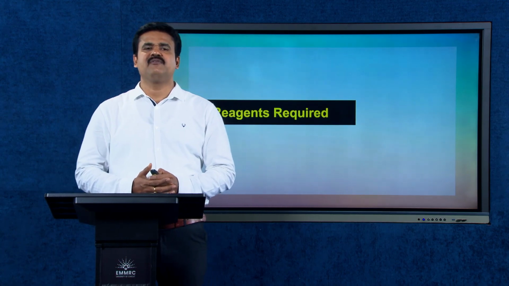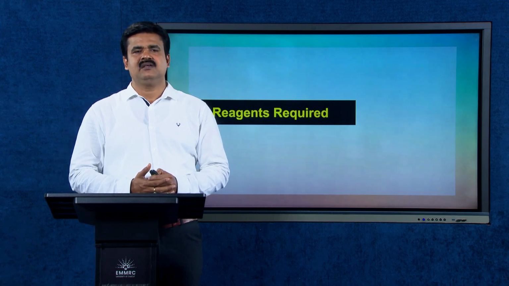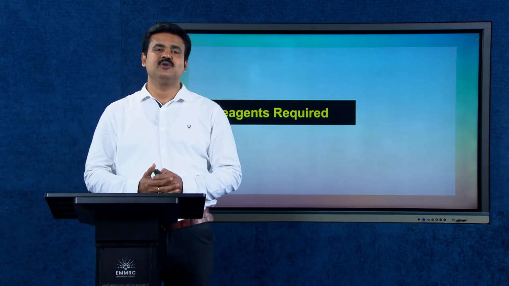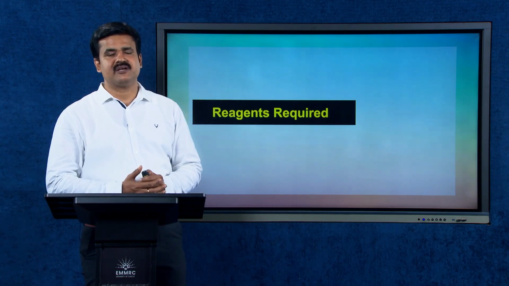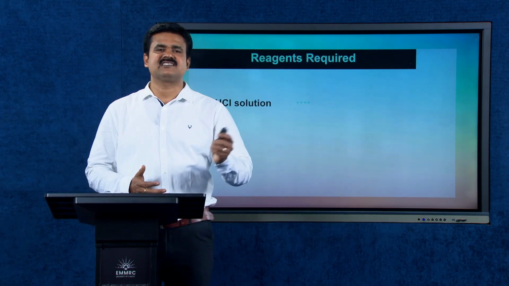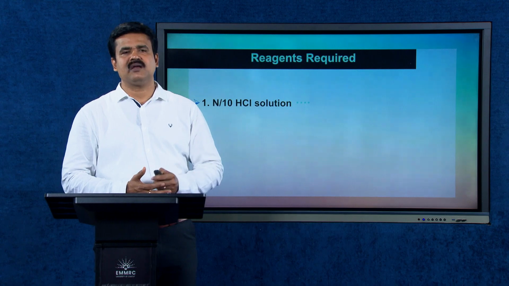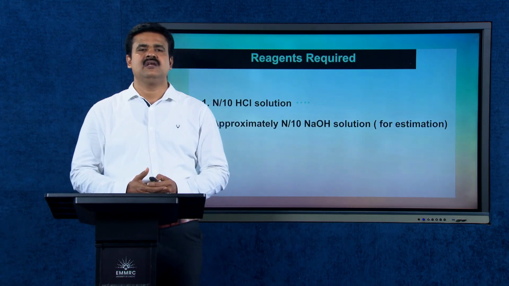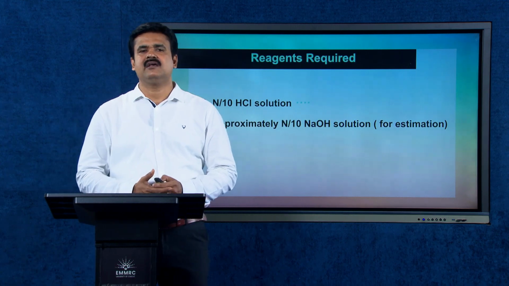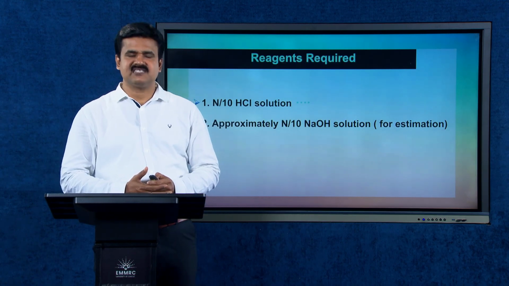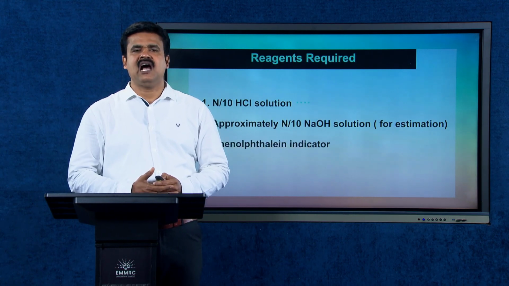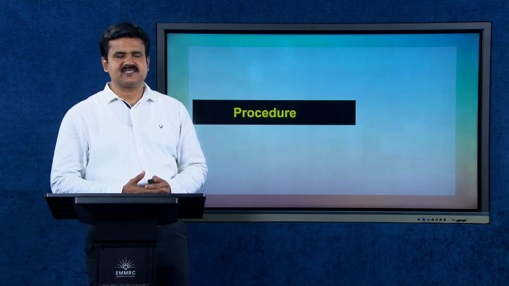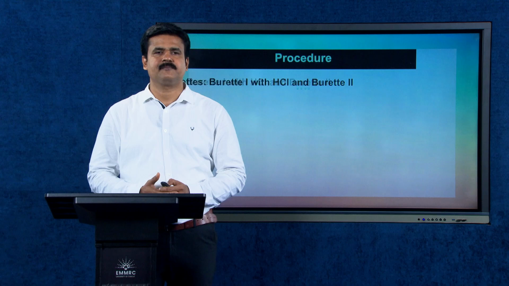Now, before starting the experiment of hydrochloric acid against sodium hydroxide solution, we first look at the reagents required for the titration. The reagents required are 0.1 normal HCl solution, that is N/10 HCl solution, approximately N/10 sodium hydroxide solution, this is for estimation, and phenolphthalein indicator. Now, we are discussing the procedure before starting the experiment.